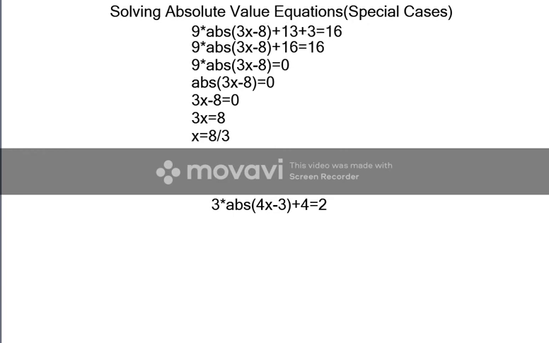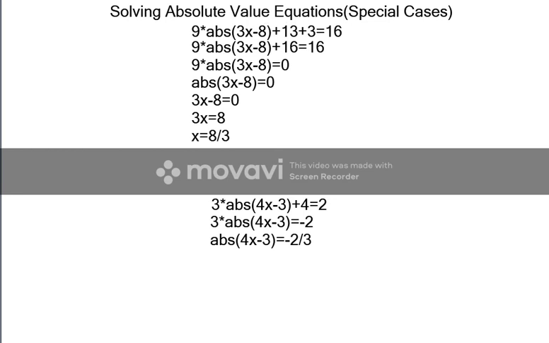So basically what I'm trying to say is isolate the absolute value of 4x minus 3. So 3 times the absolute value of 4x minus 3 equals negative 2. And then you divide by 3 on both sides. You have the absolute value of 4x minus 3 equals negative 2 over 3.